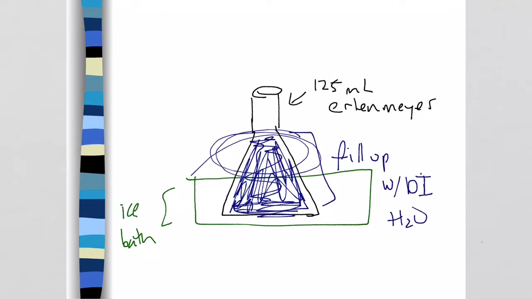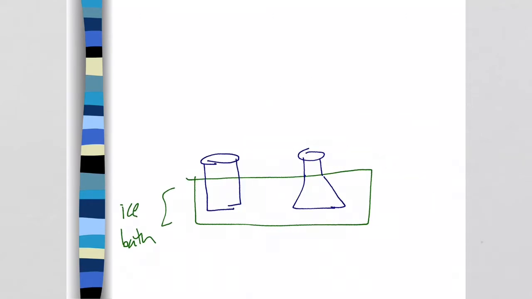So what you want to do is use a small beaker with a small amount of whatever you're trying to cool in there, or a small Erlenmeyer flask and a small amount of whatever you're trying to cool in there, and then it's going to actually get cold.